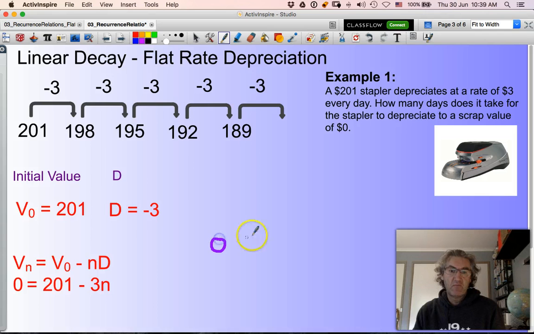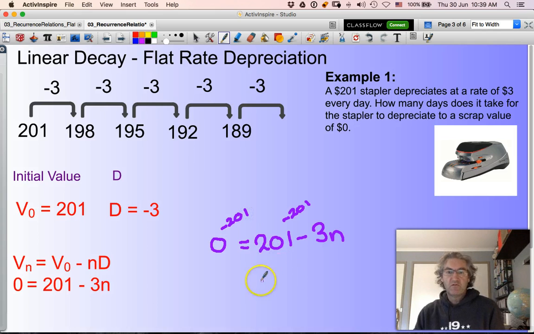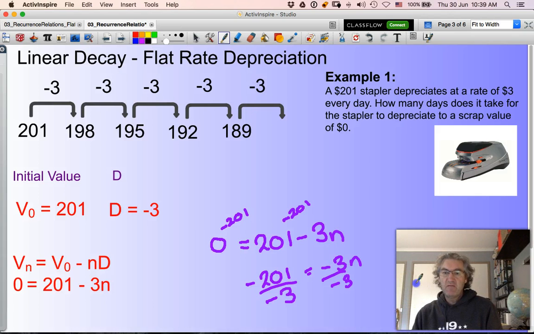So really what I'm trying to solve is 0 equals 201 minus 3n. In other words, if I subtract 201 from both sides, I'm trying to solve -201 equals -3n, and all I need to do is divide both sides by -3, and 201 divided by 3 will end up being 67. So I could say that n will be equal to 67 and my unit will be days. So there you have it. That's the first example of a couple that I'll be going through.